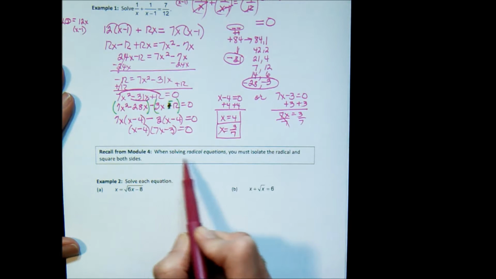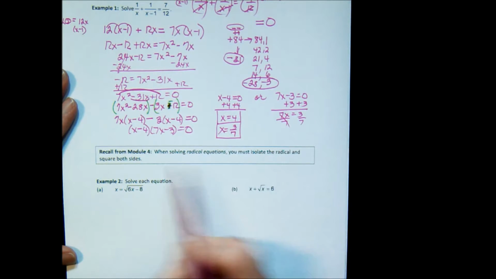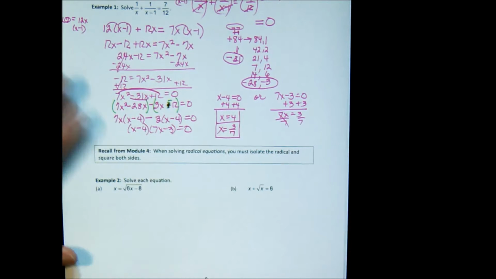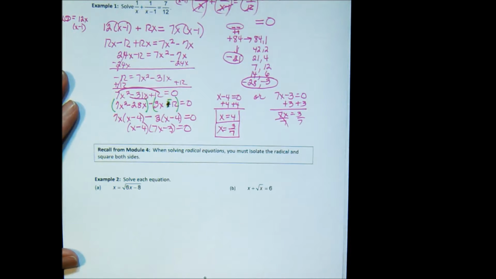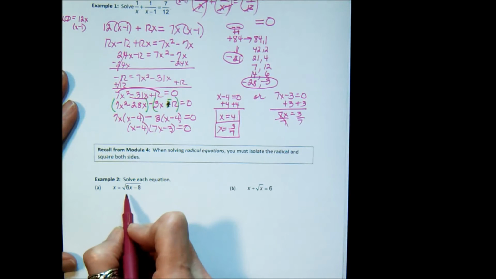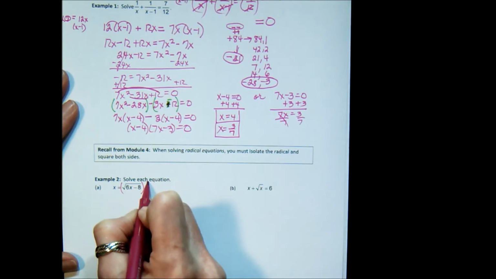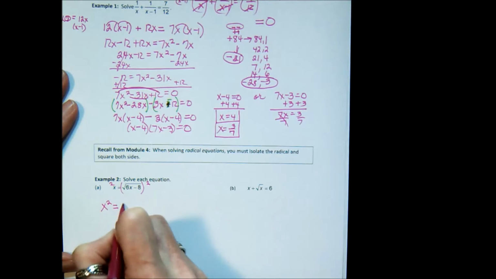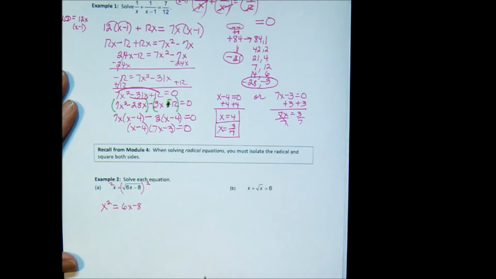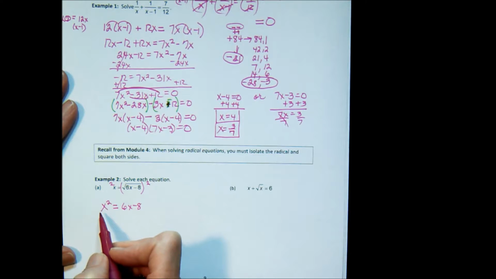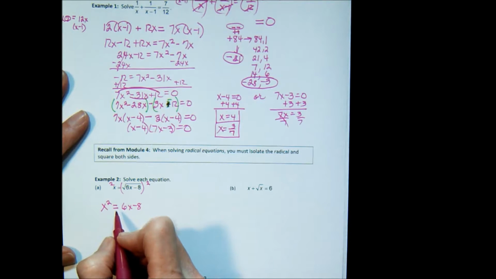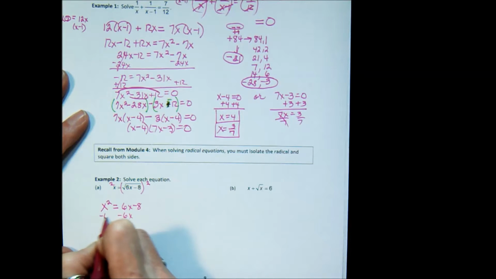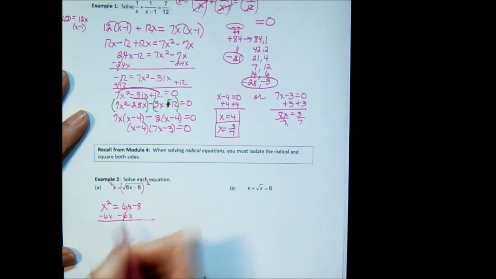All right, another review of prior material is these next two when solving radical equations. When solving radical equations, you must isolate the radical and square both sides. We're going to do that, and this time we are going to get quadratic equations. In example 2a, the radical is already isolated, so I can go ahead and square both sides, and I get x squared equals 6x minus 8. Because of my squared term, I'm going to subtract the 6x. I have x squared minus 6x equals negative 8.